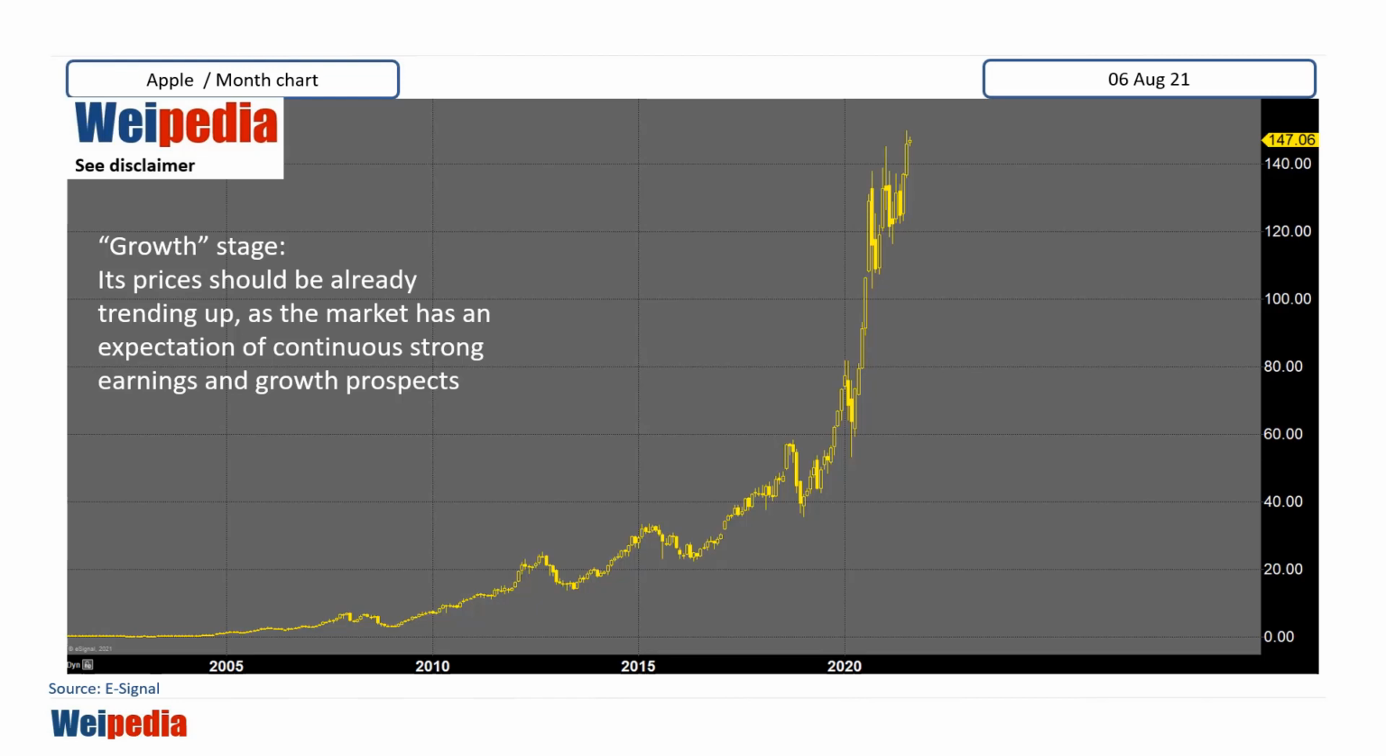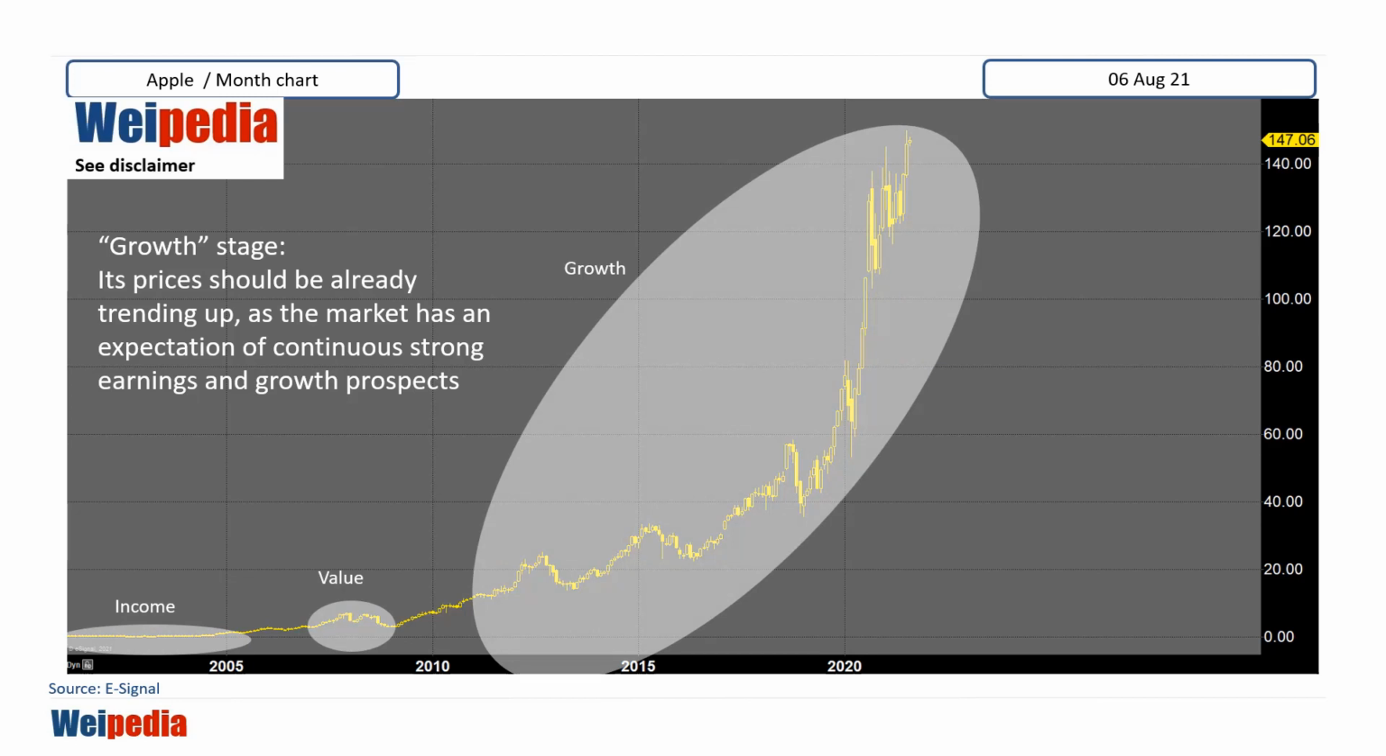This is the Apple monthly chart, and in every growing market or stock, there are three phases. Before we study Apple's uptrend or its growth stage, let's look at the identity of a growing company. In every growing company or stock, there are three stages as well. I call them the income stage, the value stage, and the growth stage. Let me just repeat this: it's the income stage, the value stage, and the growth stage.